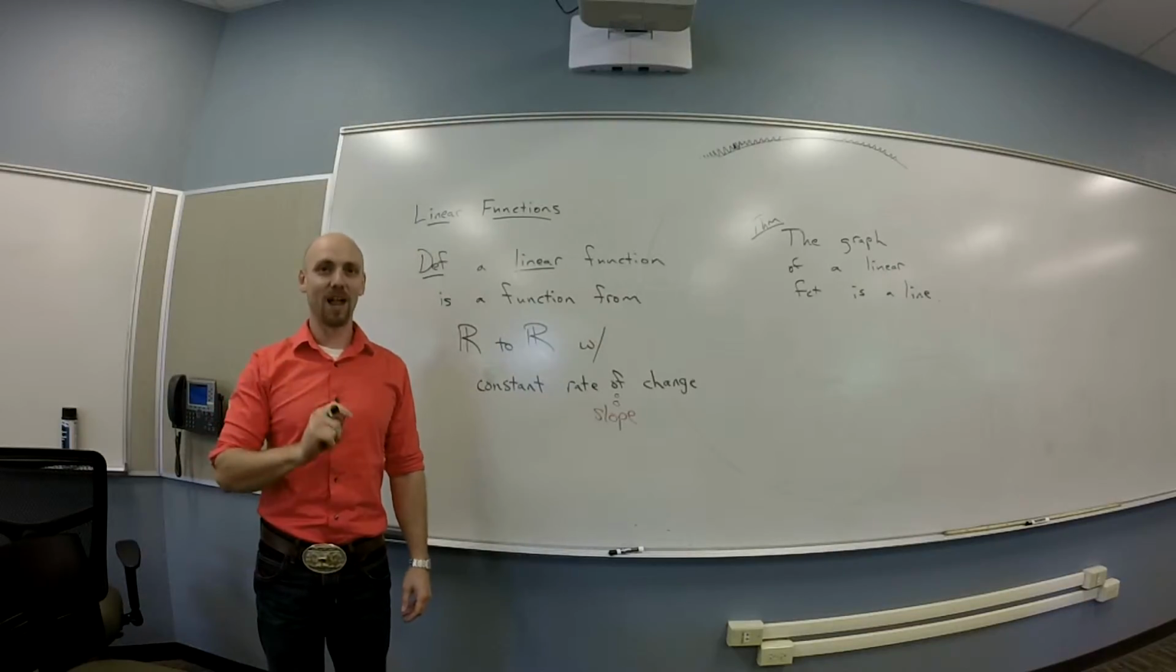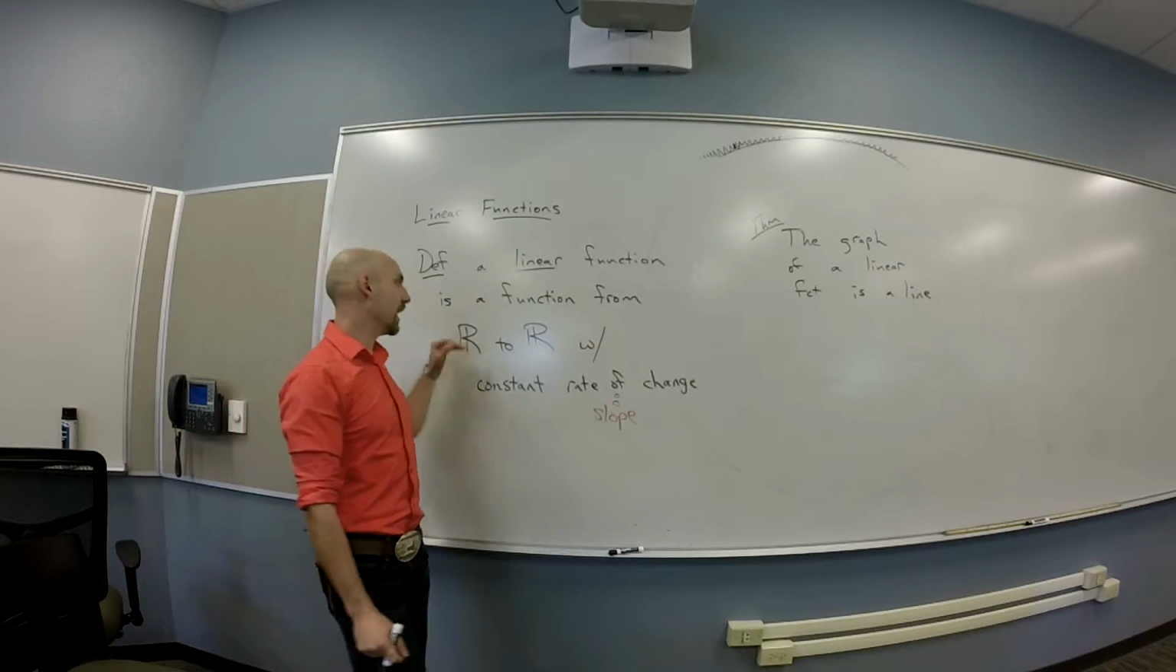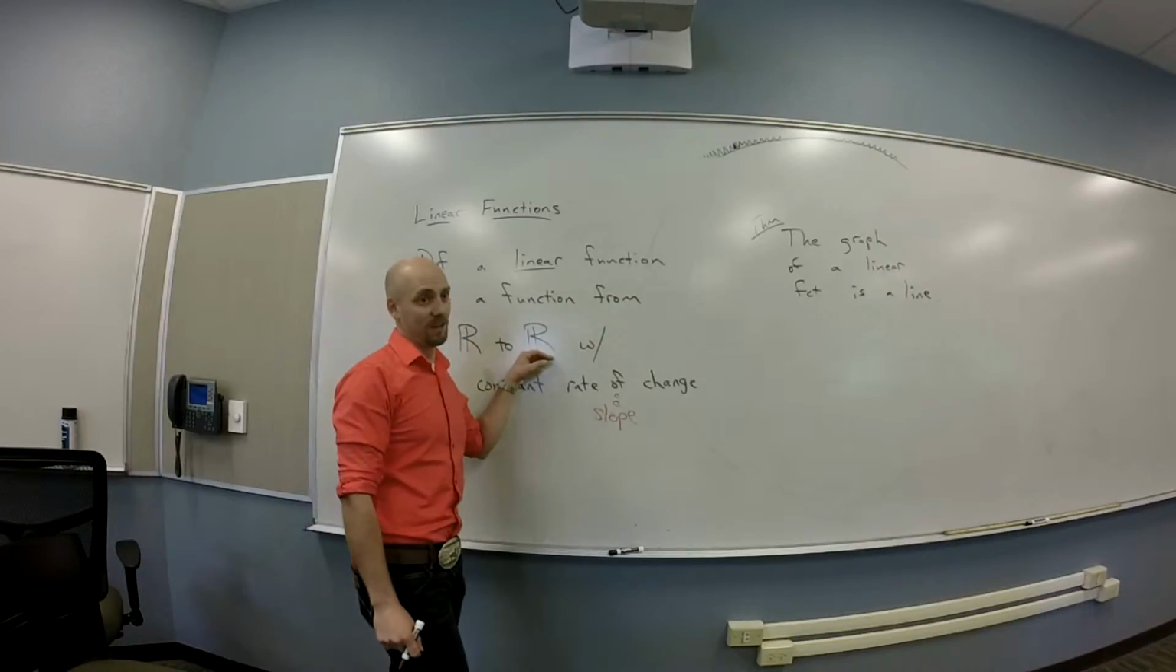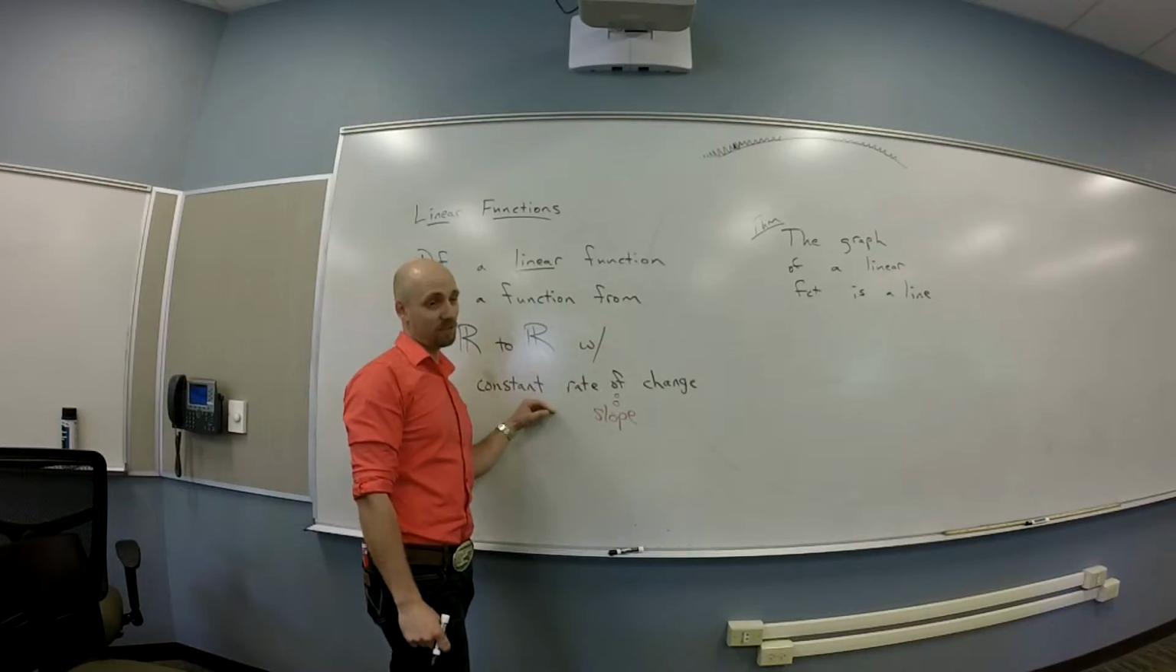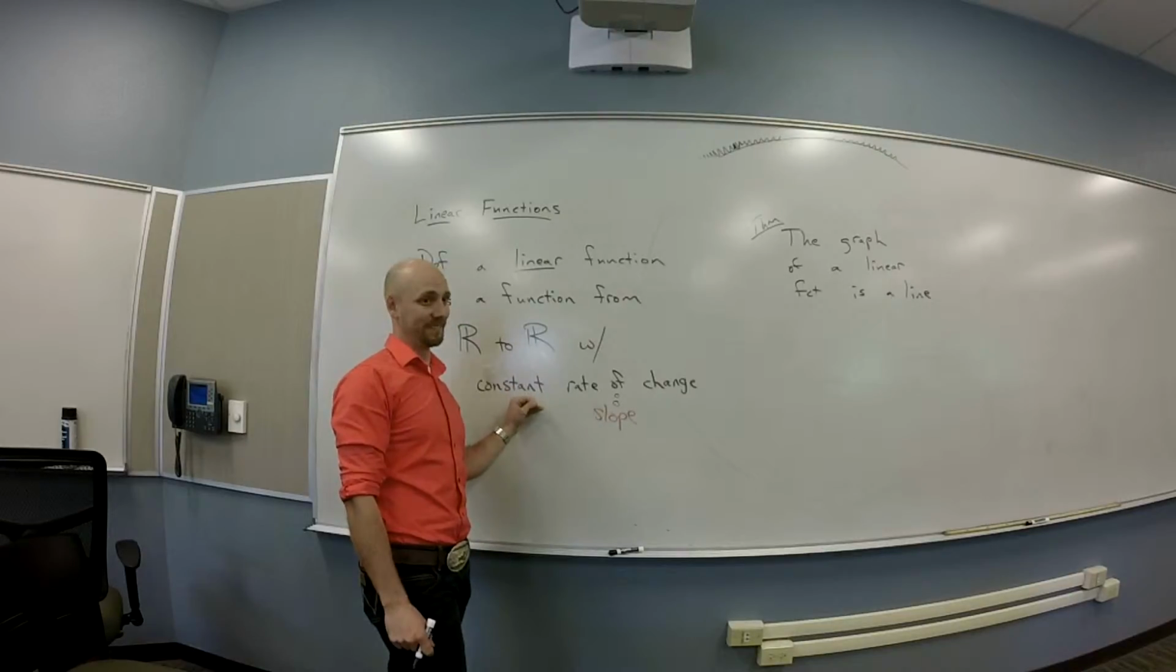That's it. Their graphs are flat. Can it be anything else? No. Never? No. Does it have to be in the real number world too? Can it be anything else? Yeah, so the reason I'm saying from R to R is that there are things with constant rate of change on different domains. They're not all of a line.